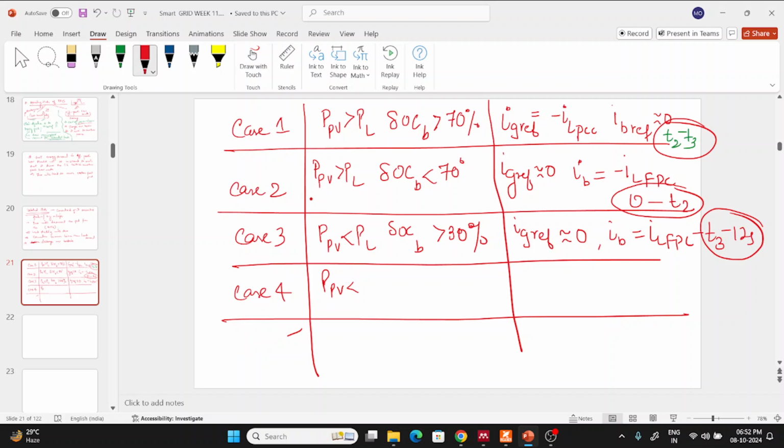Then the last one: PPV is still less than the load, and SOC of the battery is also less than 30%, beyond the threshold. At that time, the grid reference will be equal to I_LFPC and I_B reference is equal to 0. And this corresponds to the time T5 to 12 seconds.